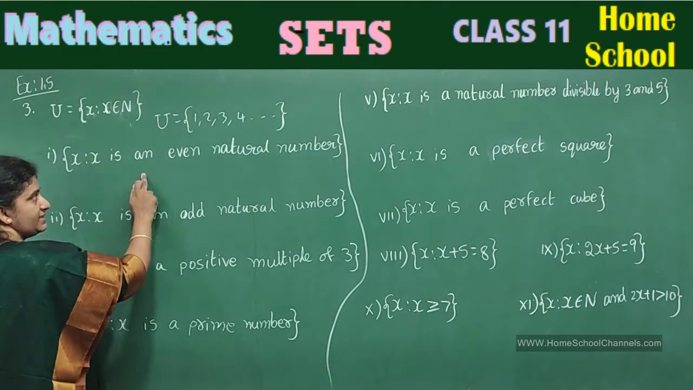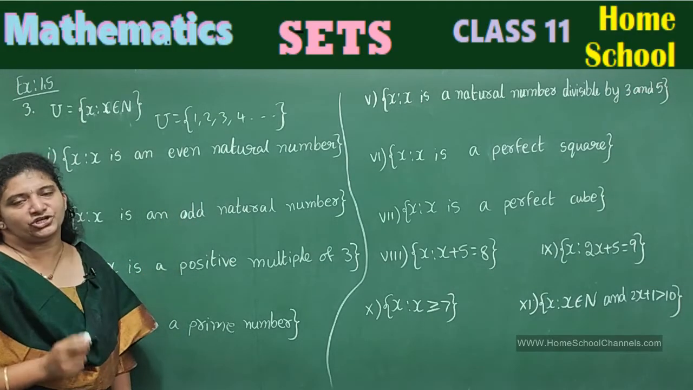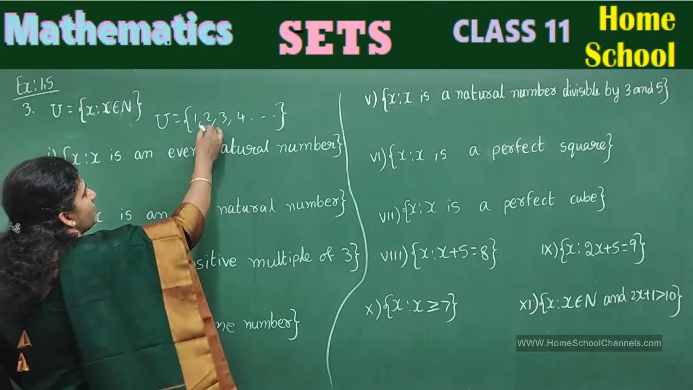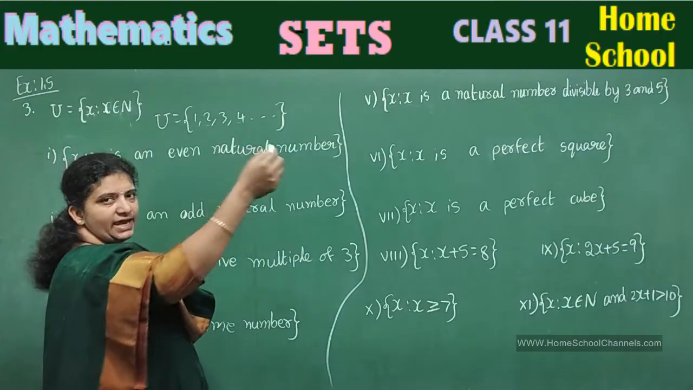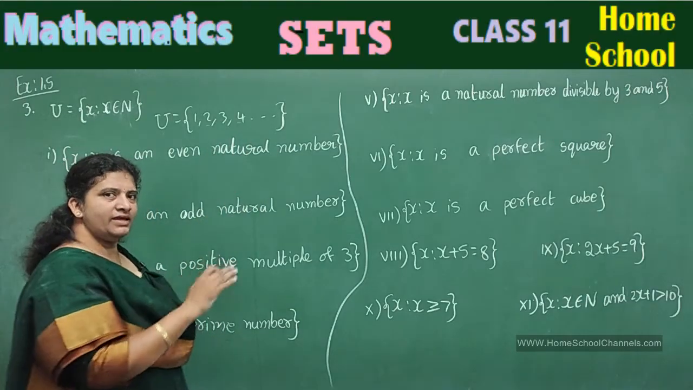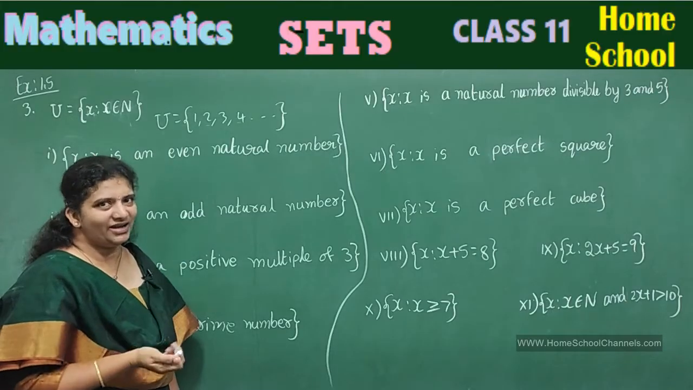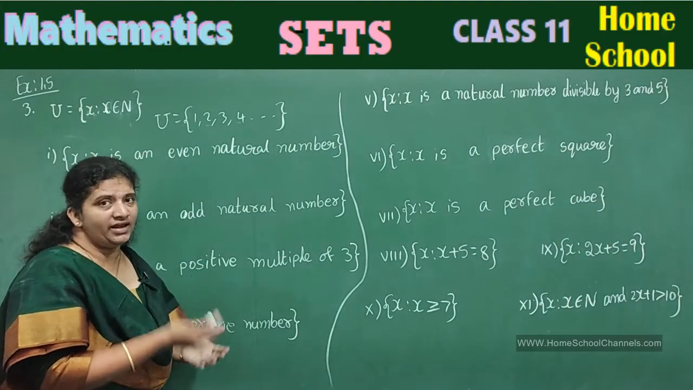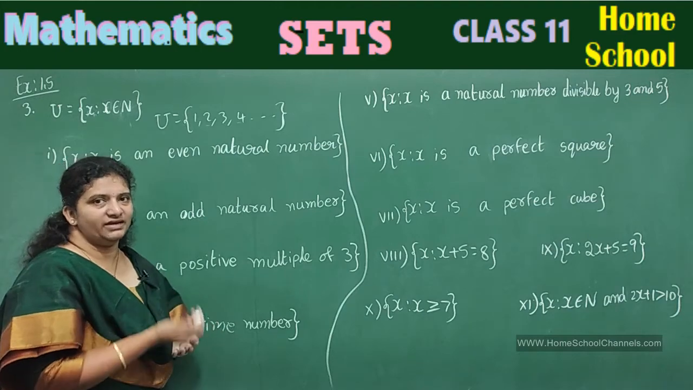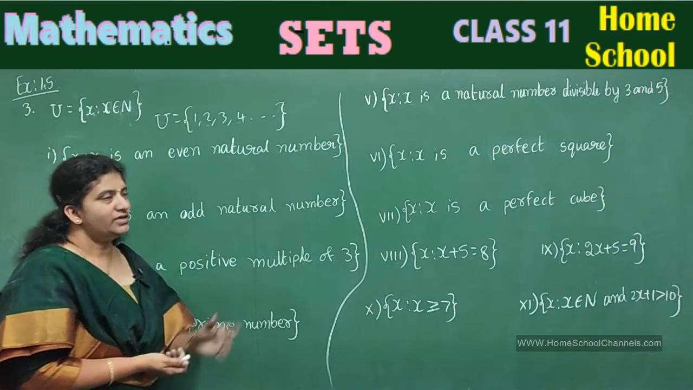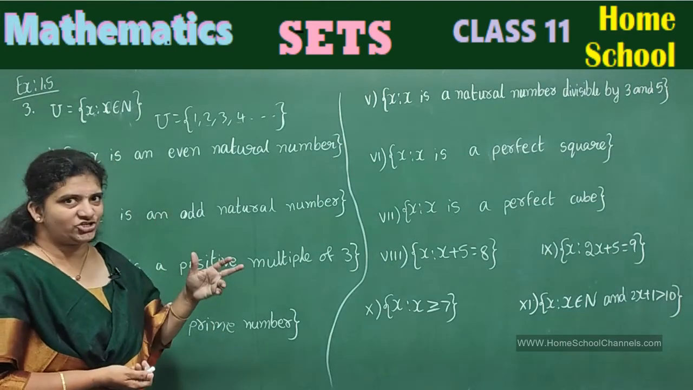Set of all x such that x is an even natural number. See, even numbers 2, 4, 6, 8, and so on you will get. Other than even numbers, what numbers do you have in the natural numbers? Odd numbers. Any number in the natural numbers must be either even or odd. So here they have given even natural numbers.